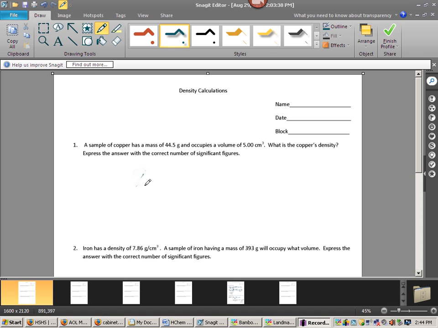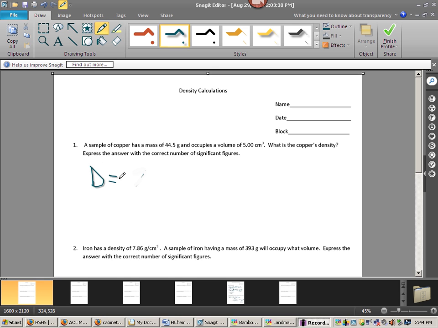Okay, here's some help with calculating density and expressing with the correct number of significant figures. A sample of copper has a mass of 44.5 grams and occupies a volume of 5.00 centimeters cubed. What is the copper's density? Express the answer with the correct number of significant figures.